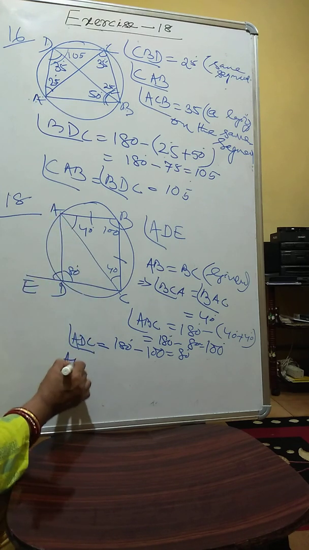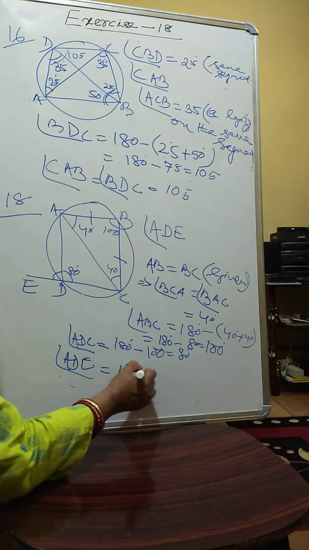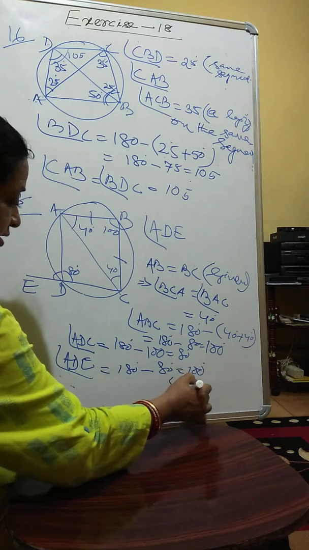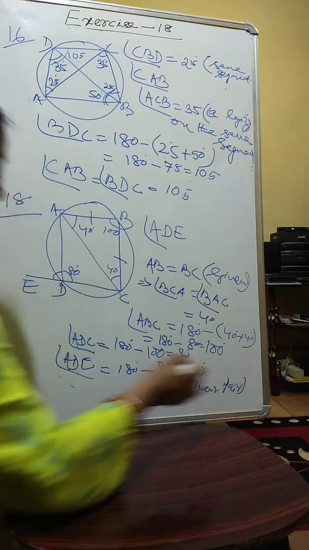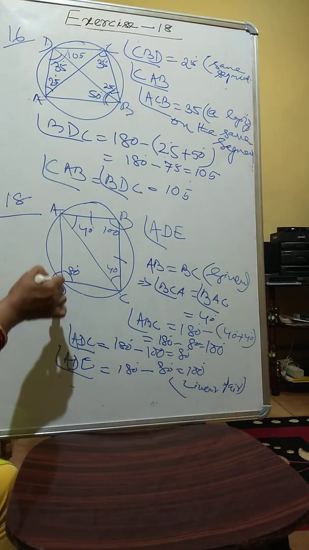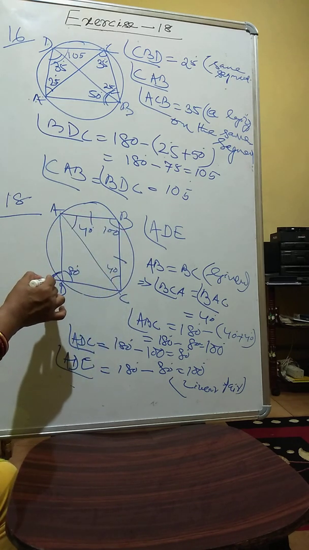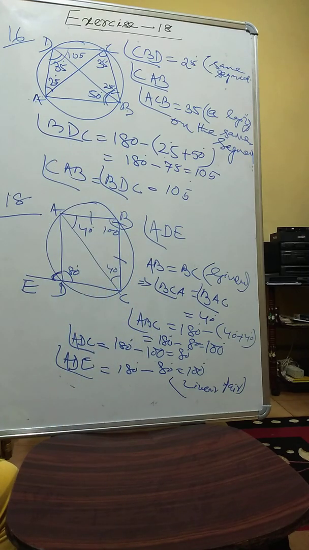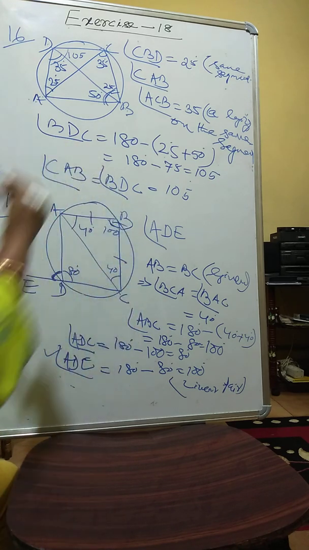Now, ADE equal to 180 minus 80, 100 degrees, linear pair. Or you can write directly ADE is equal to 100 degrees because the exterior angle of a cyclic quadrilateral is equal to the interior opposite angle of that cyclic quadrilateral. Anything you write, it will be correct. Either you do this method or write directly this is equal to this one. Okay.